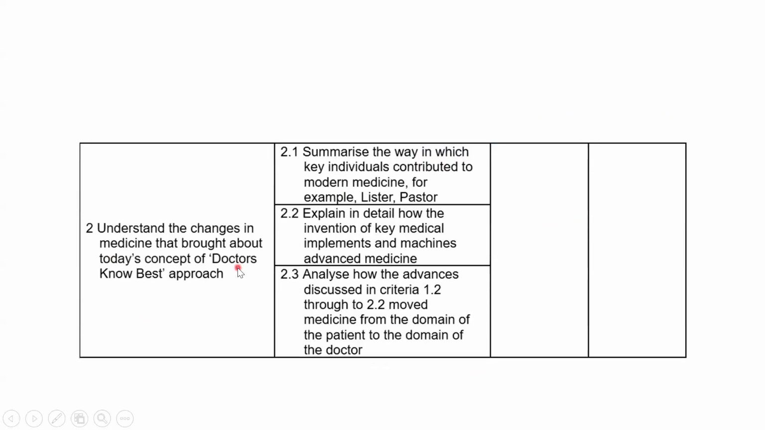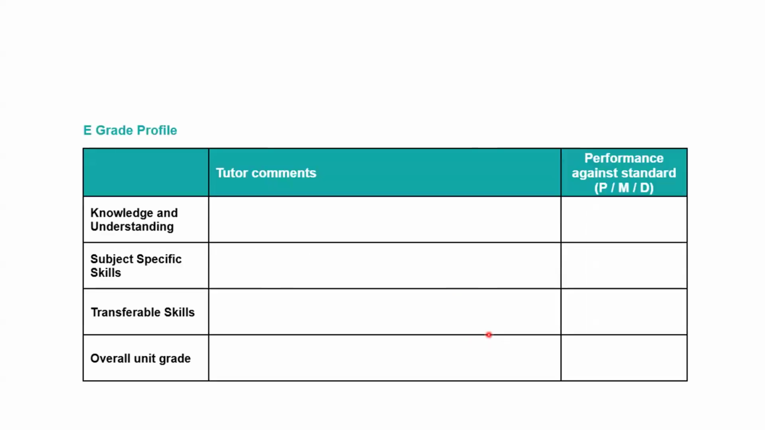The next learning outcome that we covered was understanding the changes in medicine that brought about today's doctor-knows-best approach. Here we summarized the way in which key individuals contributed to modern medicine, explained in detail how the invention of key medical implements and machines advanced medicine, and analyzed how the advances discussed in criteria 1.2 through 2.2 moved medicine from the domain of the patient to the domain of the doctor.